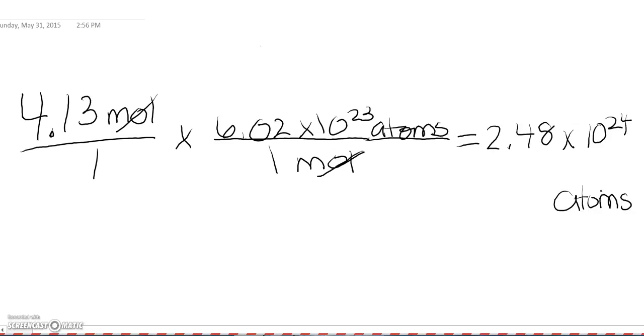This works for all elements and compounds. You would use the same conversion factor of 6.02 times 10 to the 23rd atoms over 1 mole. Or if you wanted to do the reverse and go from atoms to moles, you would just use the different conversion factor and adjust as you need.